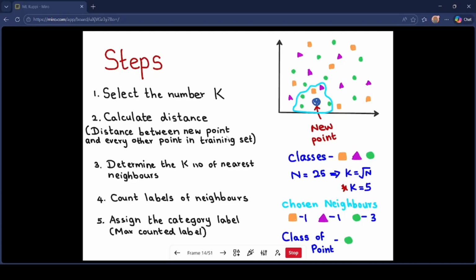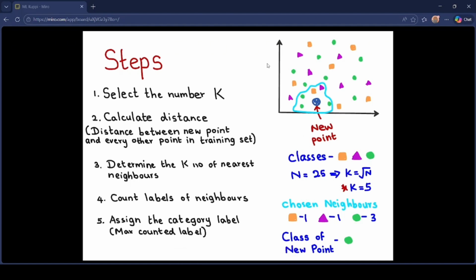Next we are going to calculate the distance between the new point and every other point in the training set. So this is our new point, and we will have to calculate the distance using a preferred method, let's say Euclidean distance. For each and every data point, we have to calculate the distance and list them down. And then we are going to determine the k number of nearest neighbors. After calculating the distance between all of these data points, we will list it down, most probably in ascending order.